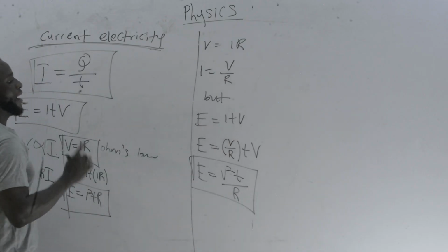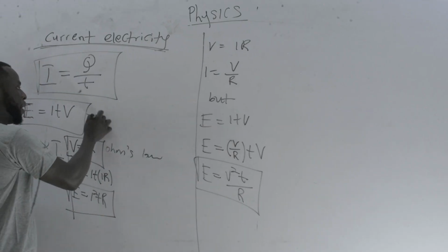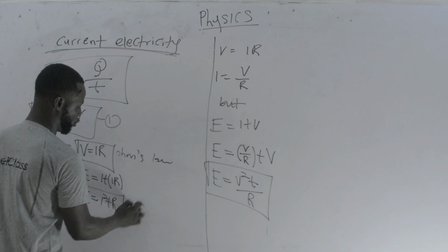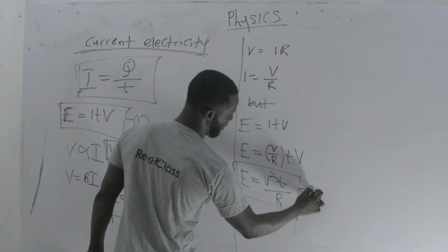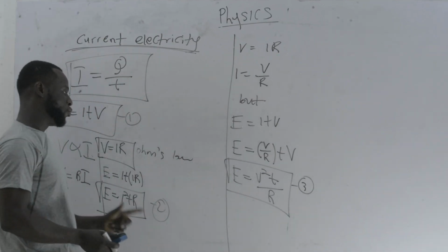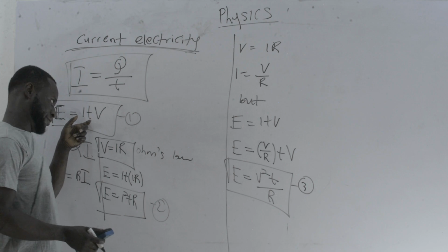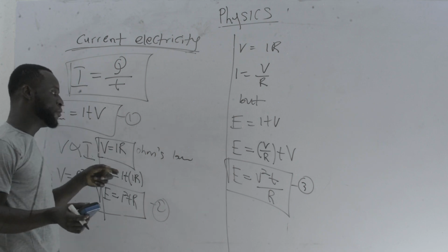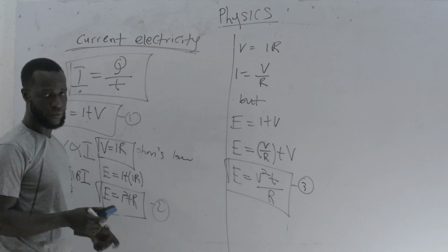Then they will say we have 3 equations for electric energy: number 1, number 2, and number 3. But you don't need to know these extra 2. All you need to know is the first one and Ohm's law. You can always get these 2.